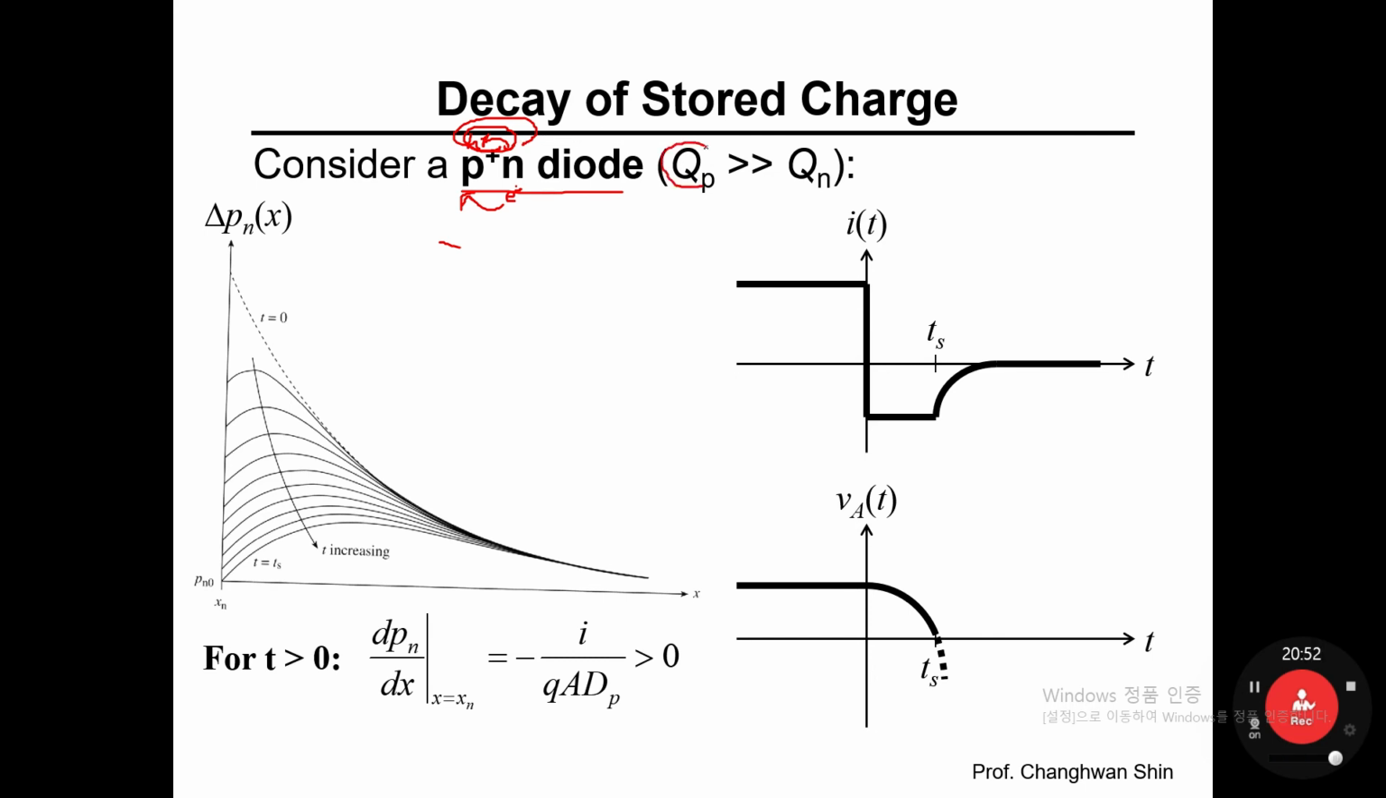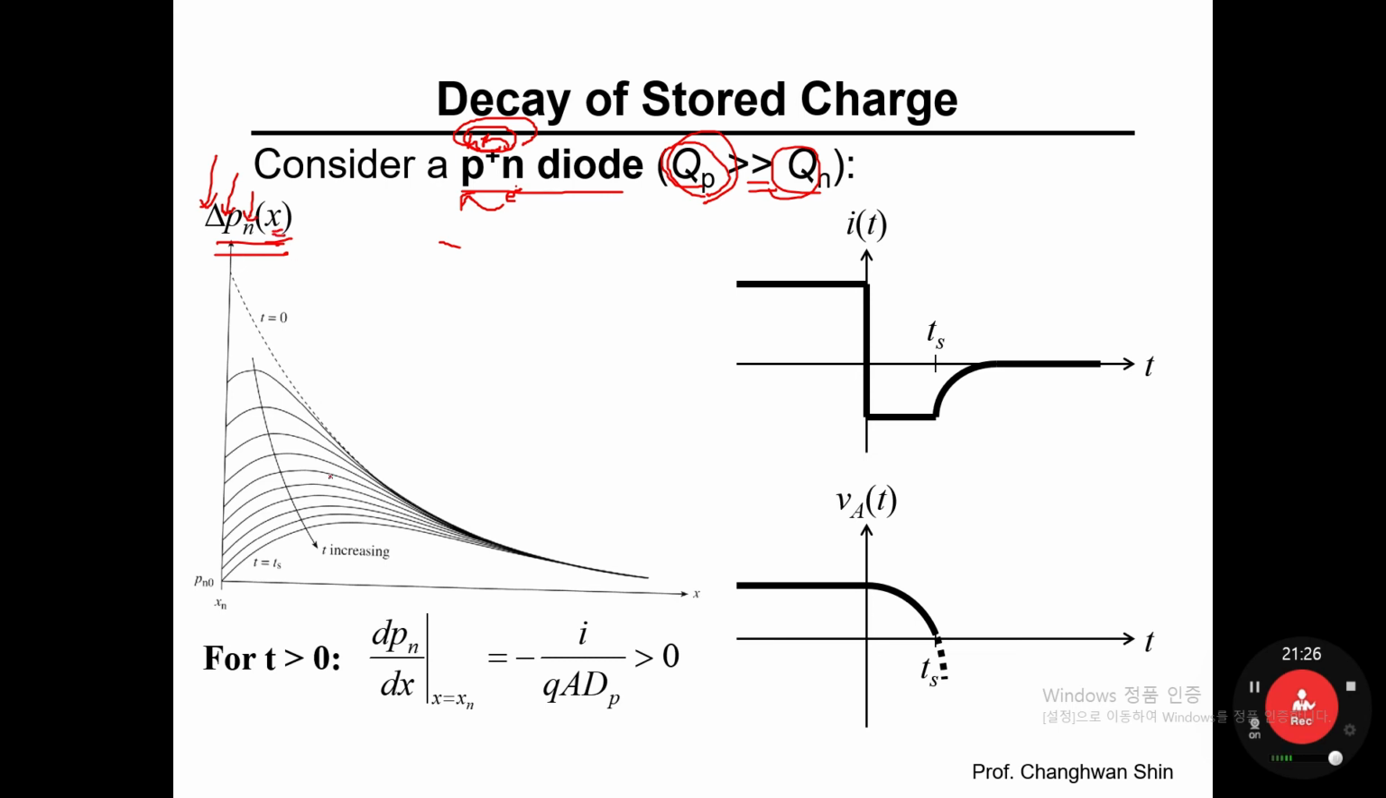In other words, Q sub P, the total amount of stored charge in the quasi-neutral region with injected holes, is way higher than the total amount of charge implemented by the injected electrons from N to the P plus side. So Q sub P is much, much higher than Q sub N in this P plus N diode under forward bias. Now let me draw and imagine the excess hole concentration in the N side as a function of x.